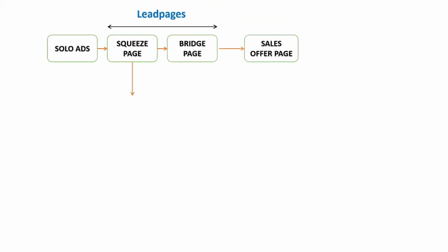Now, let's get straight into our account. If you remember part 2 of this training series, the first step is solo ads, and from solo ads it goes straight to the squeeze page, which we have seen in the last two training sessions, where we built two different opt-in pages, which are nothing but squeeze pages. From the squeeze page, it goes straight to the bridge page, and from the bridge page, it goes straight to the sales offer page. So the squeeze page and bridge page are all built using Lead Pages software.